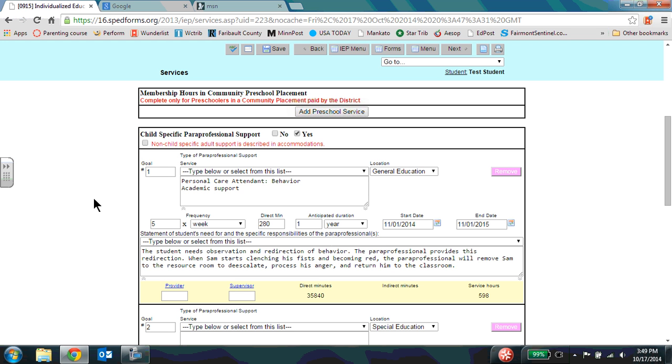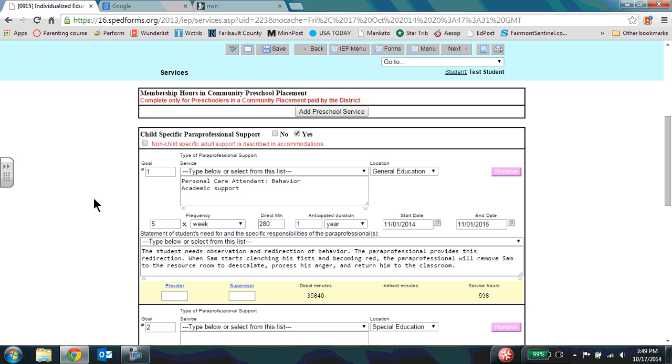Also, you may want to print off the document, Writing Paras on the IEP, because that will walk you through the process of what we're going to be talking about today. In that document, there are two situations when we are talking about paraprofessional support for students.